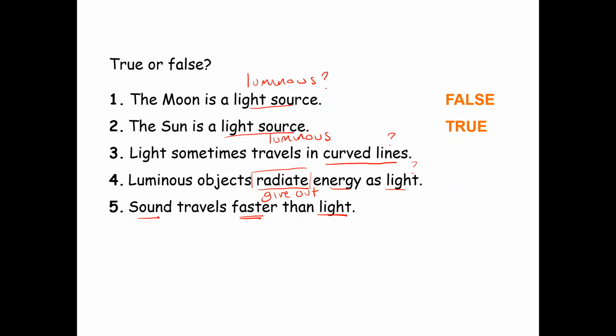Light sometimes travels in curved lines. False. Okay, we've said a couple of times in this video, light always travels in a straight line. Luminous objects radiate energy as light, so what it's basically saying is luminous objects give out energy as light. True. And then finally, sound travels faster than light. Is that true or false? It's false. Remember, the light travelled faster than sound. We saw that lightning before we heard it.